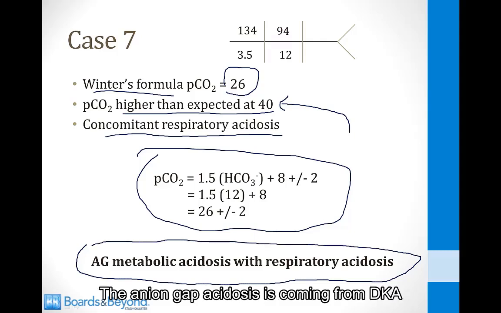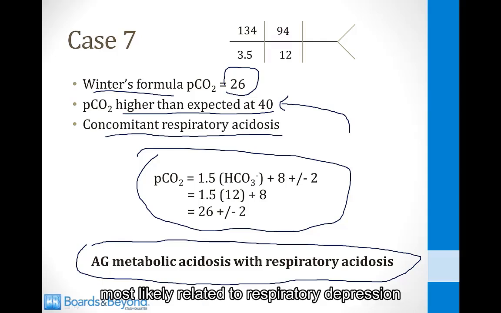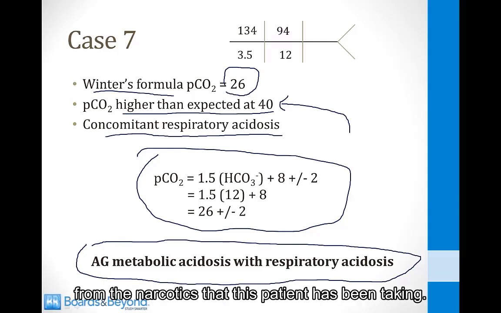The anion gap acidosis is coming from DKA, and the respiratory acidosis is coming from hypoventilation, most likely related to respiratory depression from the narcotics that this patient has been taking.